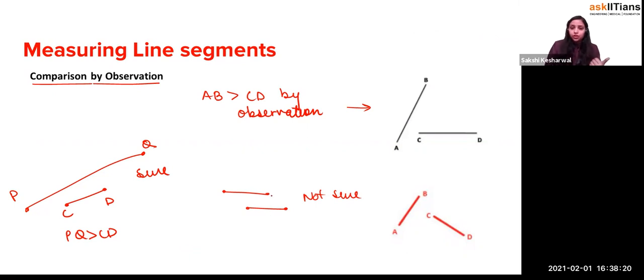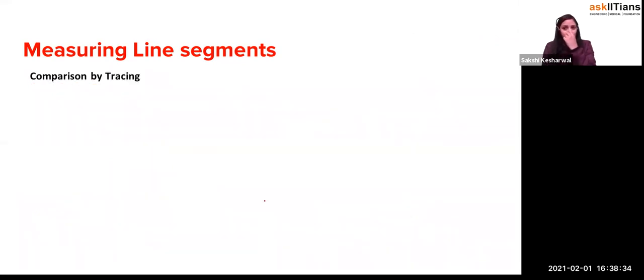So here you cannot be sure that these two line segments are the same. They can be the same, they cannot be the same, they can be approximately the same. Here we are not talking about anything approximate, we are talking about accurate line segment measurement, like comparison. The second method of comparison is by tracing.